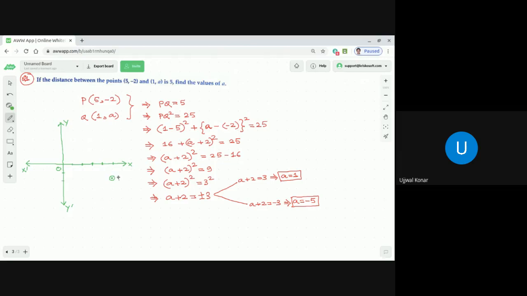So this is the point P, 5 comma minus 2. Now what is the point Q? Point Q is 1 comma A. So that means x coordinate is 1, but y coordinate sometimes it is 1. So where will be 1? Here it is 1. Correct?